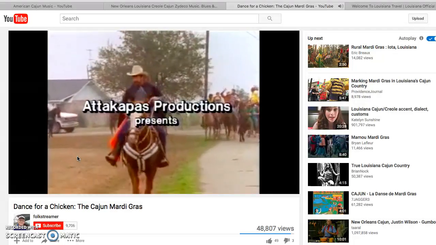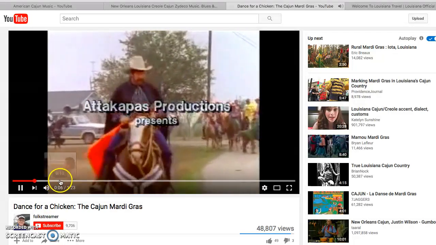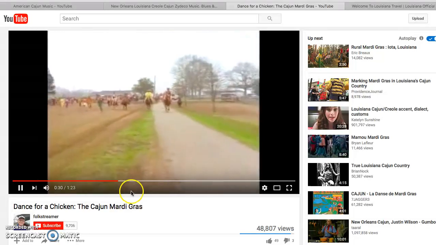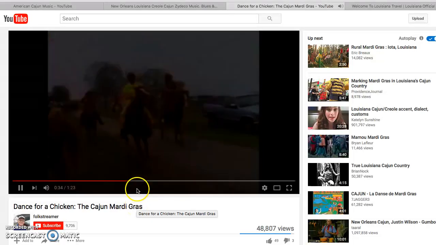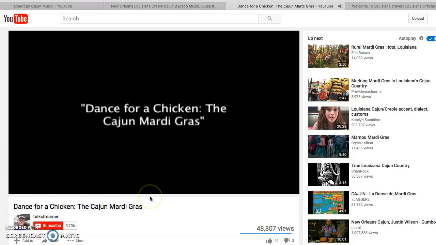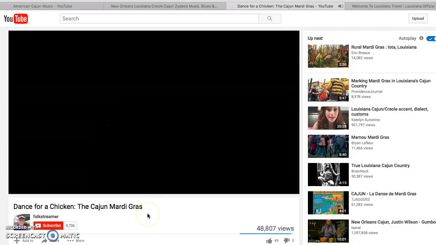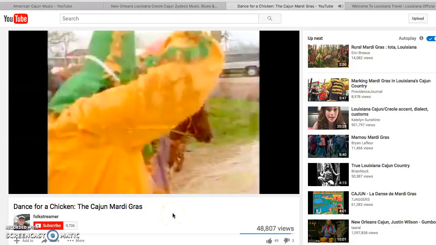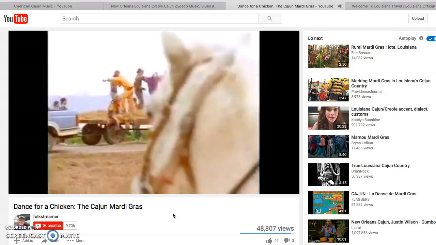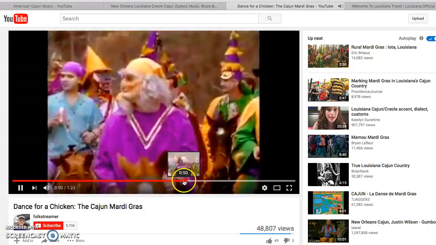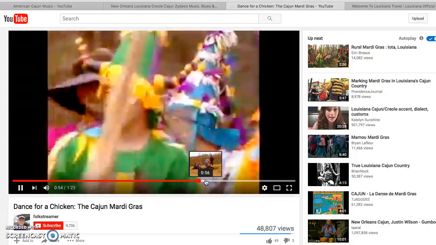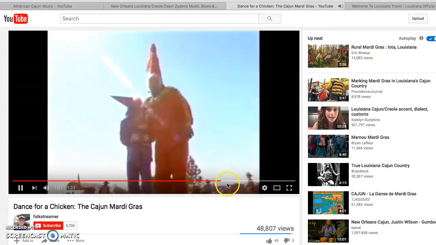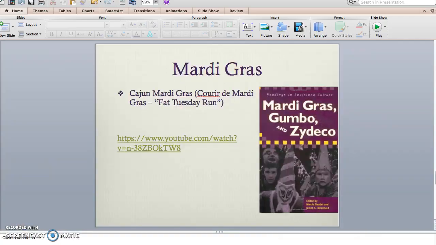So they ride on a lot of horses, they wear a lot of costumes, and let's see if I can find. This is where they're actually running and chasing a chicken. So dance for the chicken is what they're calling it right here. So they'll dance around in these costumes, and you've seen costumes probably in New Orleans Mardi Gras parades. But they will actually chase chickens on horses. You can see him dancing on horses and things like that.